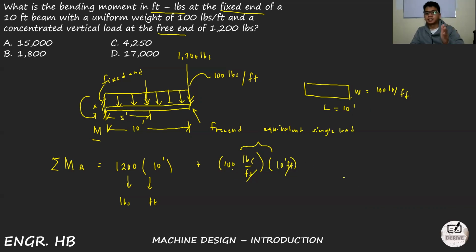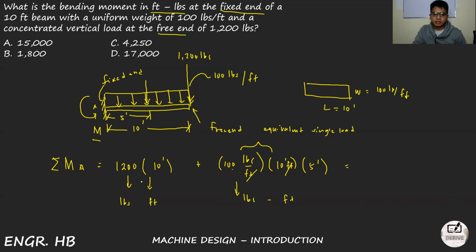And syempre, kailangan din kung saan yung kinonvert na concentrated load here papuntang free end, yun yung magiging distance mo dito. Kasi nga moment is force times distance. So that will become 100 times 10 times 5 feet. So this is pounds na natira kanina kasi kinancel na yung feet. And this is feet. So everything is perfect.